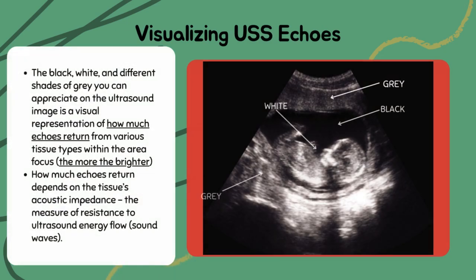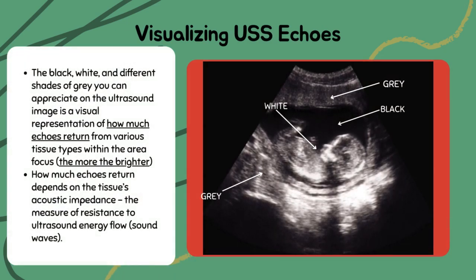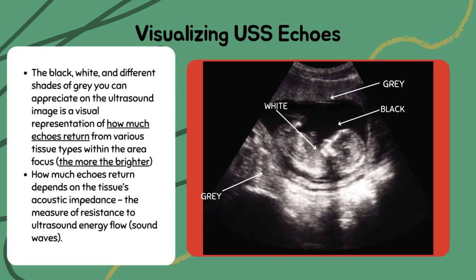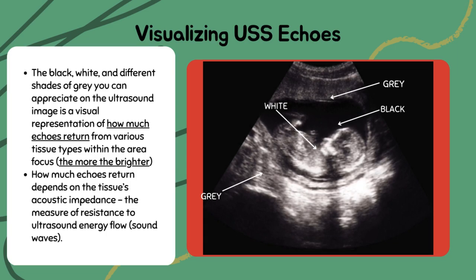And when we consider the ultrasound image's spectrum of brightness, it ranges from being black, which means that no echoes were received at all, to different shades of gray, which means some amount of echoes were received, to being white, which means a great amount of echoes returned towards the transducer from that tissue structure in particular.